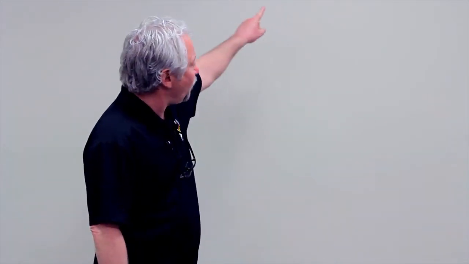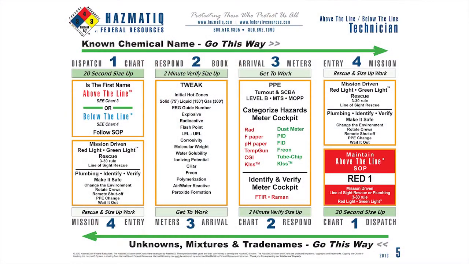Let's review the system. The system is a 4-step system. Remember, step 1 is size up. We want to know if this chemical is above the line or below the line. Step 2 is verification using the book. Step 3, we dress ourselves in the correct PPE and we equip ourselves with the right meters so that we can go down range, which is step 4, and do it safely.